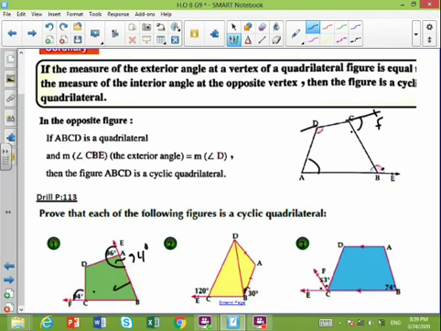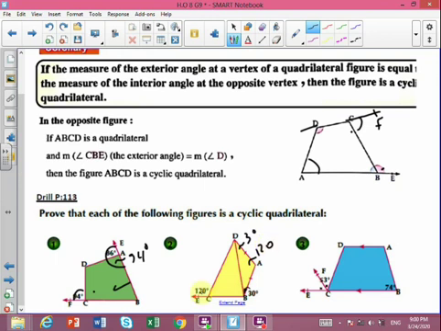I want to prove it, so of course it will be. And this one, angle ABD is 30 and AD equals AB. So this angle also will be 30. 180 minus 60, so this part is 120.